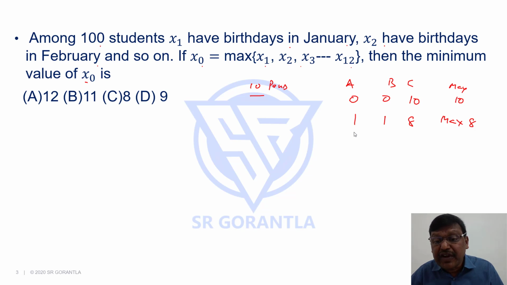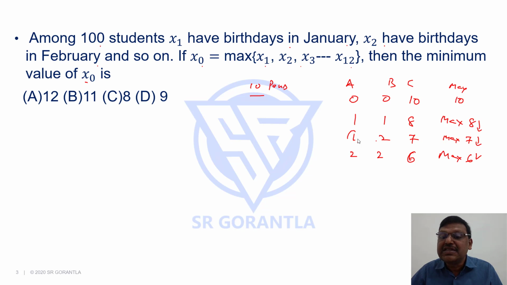Then suppose I give A 1 and B 2, C gets 7, so the maximum number is 7. Suppose instead of 1, 2, you give 2 and 2, then the maximum value is 6. So if you observe, the maximum value is coming down when you are giving more to other people, right? So when will the maximum value be minimum?